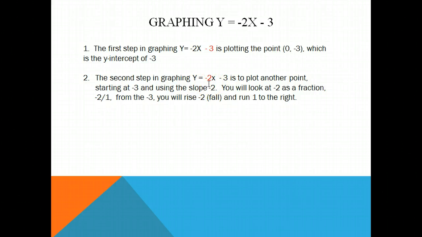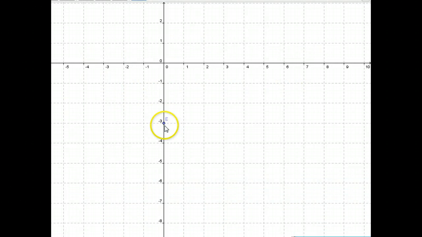Negative 2 is our slope. We will look at this as negative 2 over 1. So if you rise negative 2, you're actually falling. So we'll fall down 2 and run 1. From here, from the negative 3 down 2, and then run 1. We plot that point.